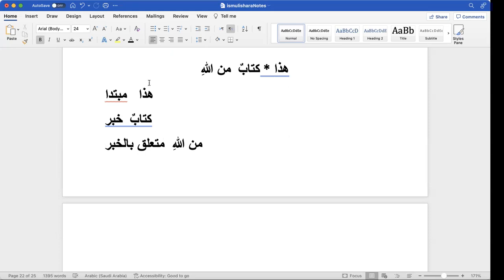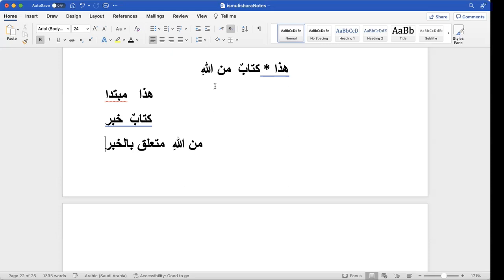So in this sentence, in the basket of mubtada, you have only one word, haza, which is marfu. And kitabun is khabar, again a single word, which is the second marfu in the sentence. And min Allahi is harf jar majroor, which is mutalik bil khabar. And there is always a break between mubtada and khabar, the break of chain. That's why you put is here. So this is a book from Allah.